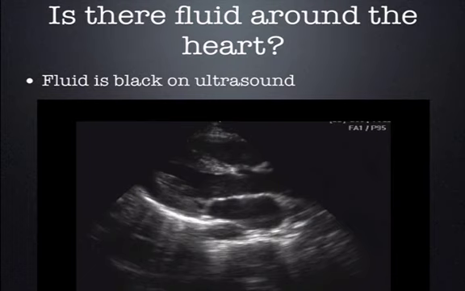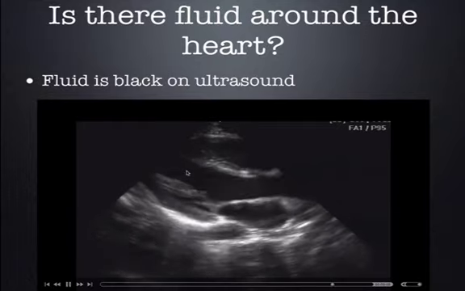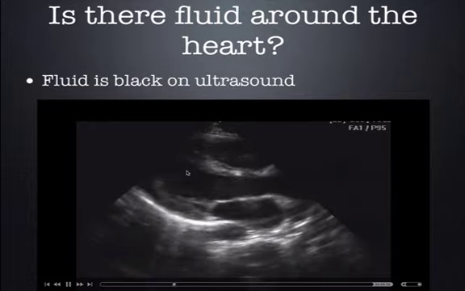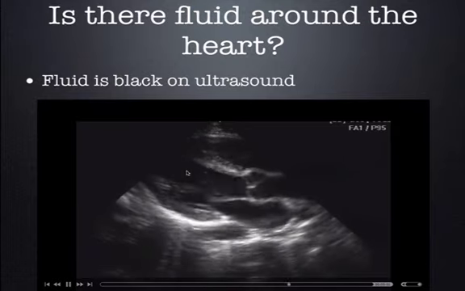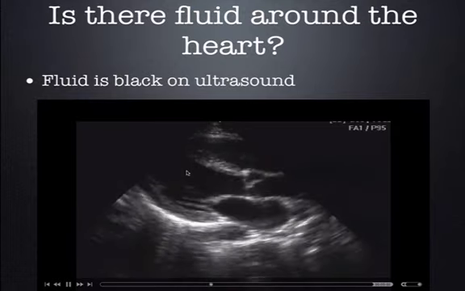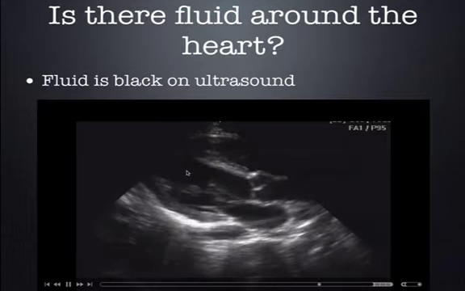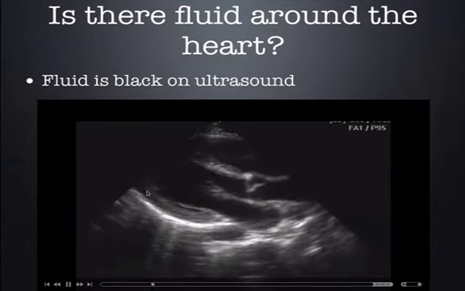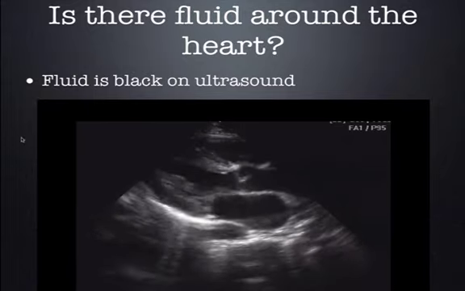So we're asking the question, is there fluid around the heart? Well, fluid on ultrasound appears black, and you can see here this is blood. Ultrasound cannot differentiate between one fluid and the next. So blood looks just the same as ascites, just the same as urine, just the same as a pleural effusion, just the same as a pericardial effusion. It's all the same. Fluid is black. So what we're looking for is a black stripe between the epicardium and the pericardium, a black stripe in here. That'll tell you if there is a pericardial effusion.